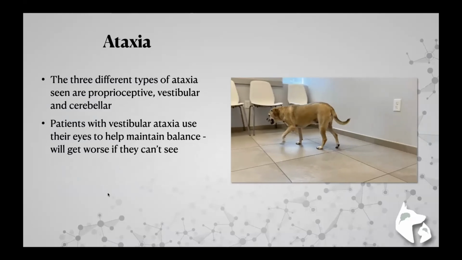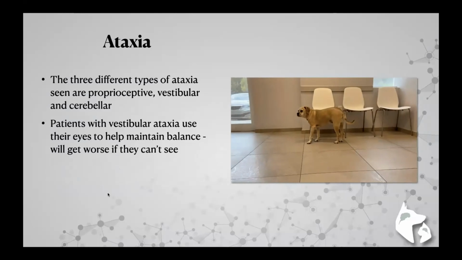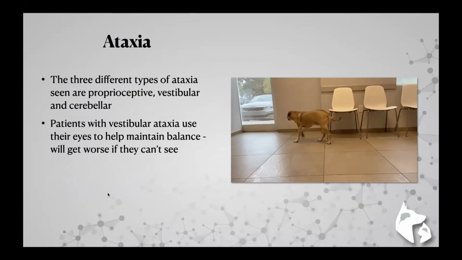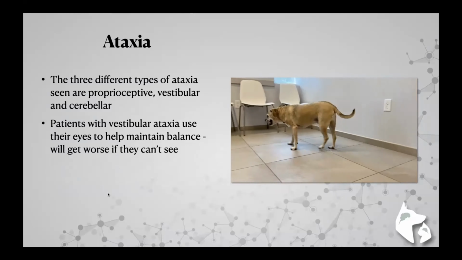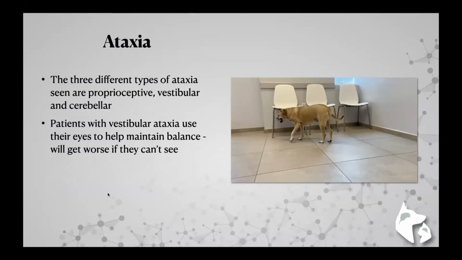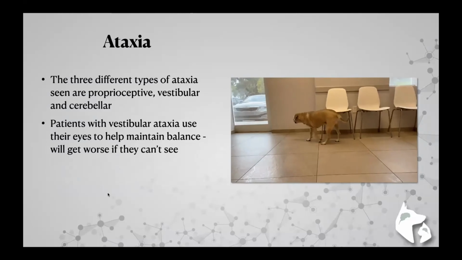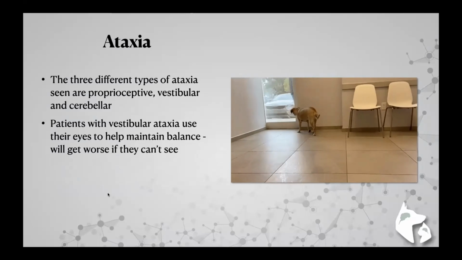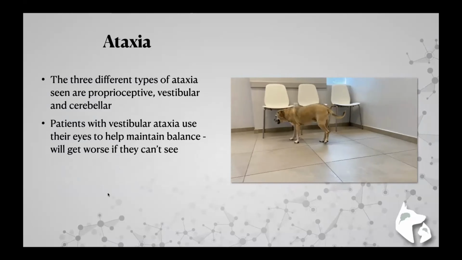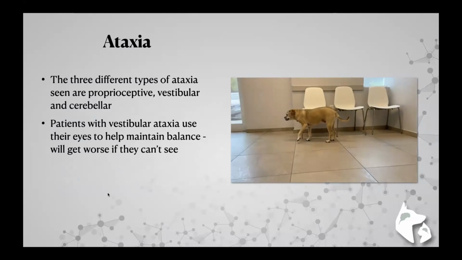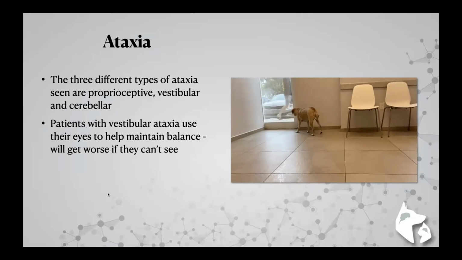So ataxia, like we just talked about, the 3 different types there. Patients with vestibular ataxia use their eyes to help maintain balance, and they will get worse if they can't see. You can tell in this video that the dog fell to the right. He just looks drunk when he's walking. He's ataxic in all 4 legs, so a tetraataxia. He's crossing over midline. He's sidestepping.